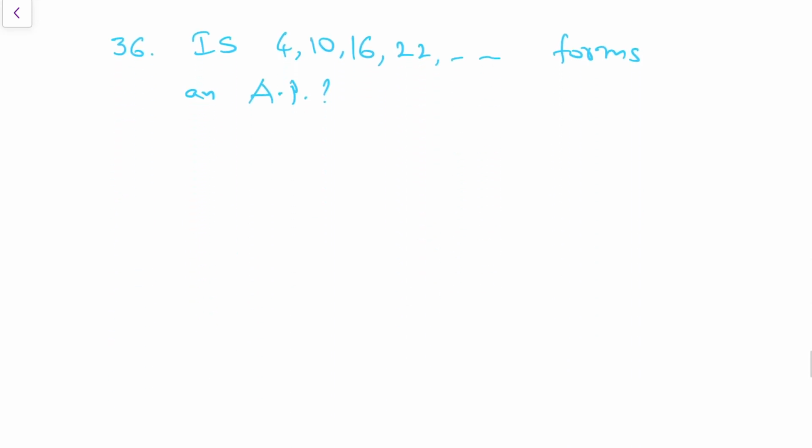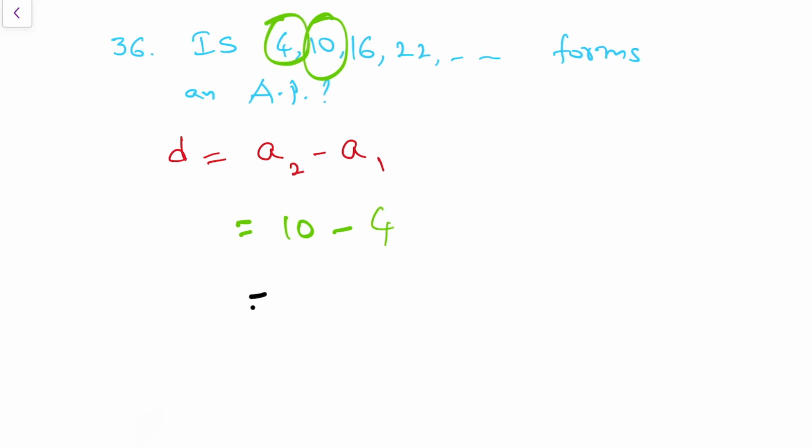Next, 4, 10, 16, 22 and so on: does it form an AP or not? First we need to find the common difference. Common difference is nothing but the second term A2 minus the first term A1. Let us check once here. The second term is 10 minus the first term 4. 10 minus 4 we got as 6.